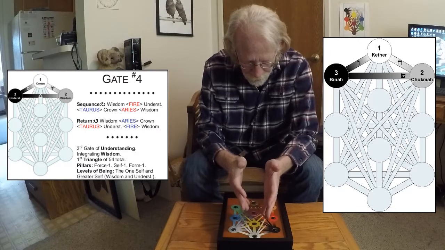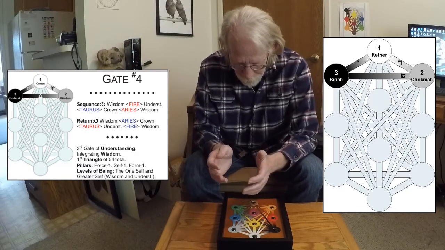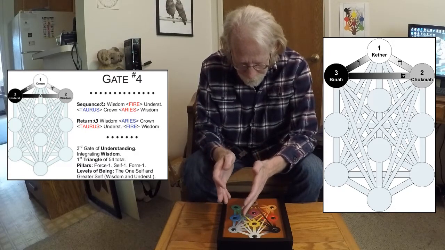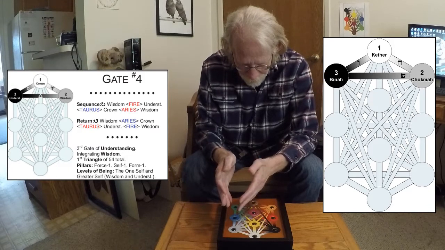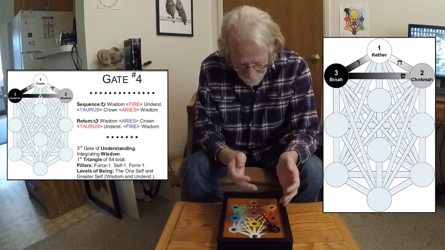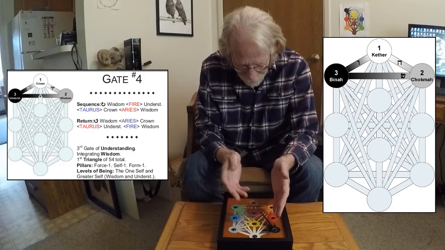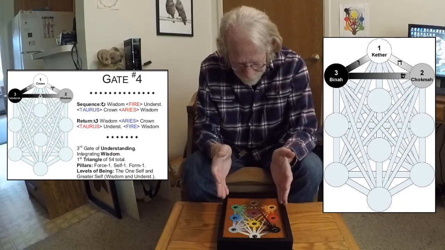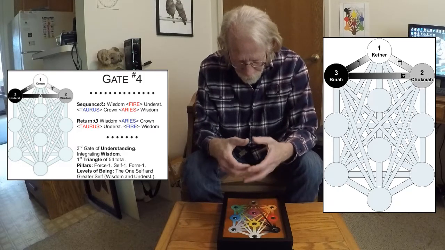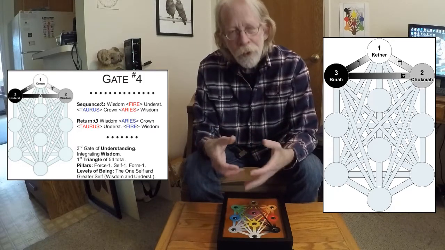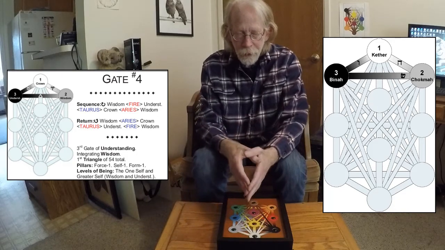There's energy in the Kether crystal. Energy in the Chokmah crystal. And energy in the Bina crystal. Now I'm using the Kether brilliance for that. So, I transfer my awareness to the Chokmah crystal.